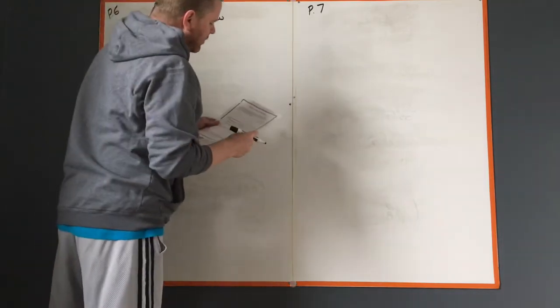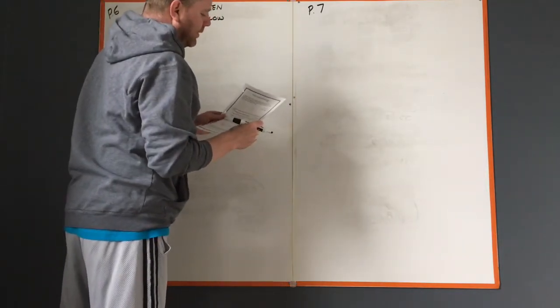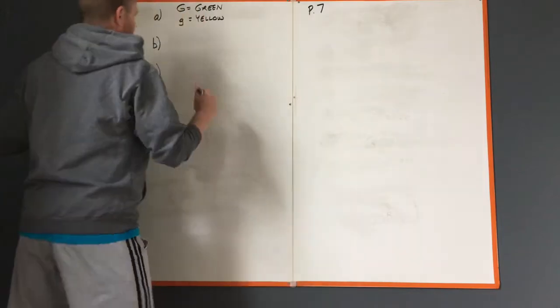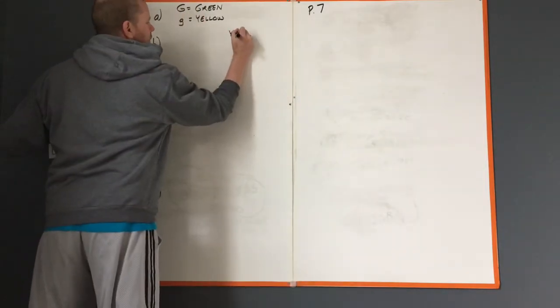All right, so B, it says use letters. What is the genotype of the green parent and the yellow parent? Well, the yellow one is the easier of the two, right?